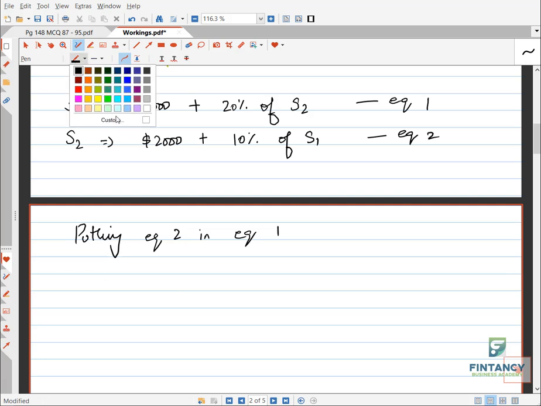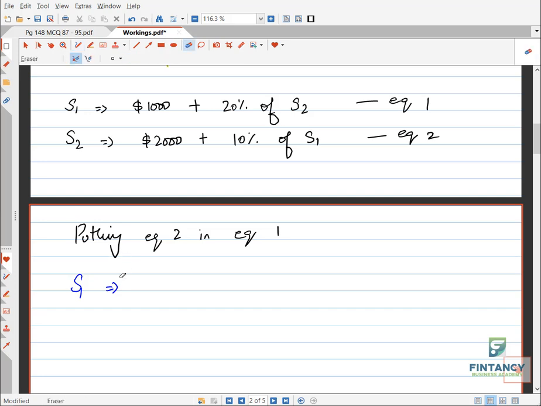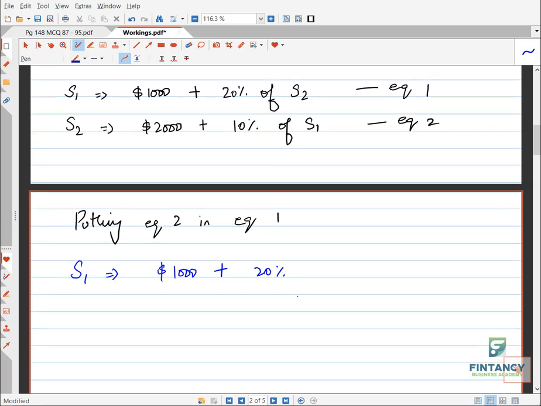Let me change the color a little bit. Take this one. So what is equation number 1? S1 is equal to $1,000 plus 20% of S2. Of means multiplication. Now what is S2? This total thing is S2, right or not, my friends?